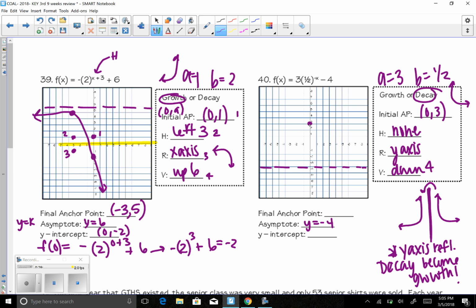Okay. I don't shift horizontally. A y-axis reflection is just going to stay there because it's on the axis, and it's going to then move 1, 2, 3, down 4. My final anchor point is 0, negative 1. Well, that's also my y-intercept. So now I only have 1 point, and I need to think, hey, this was decay, but I'm not going to do this because it is decay originally, but that negative exponent makes it flip and become growth.